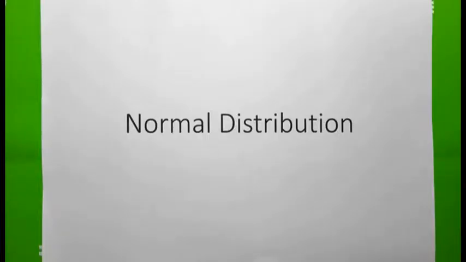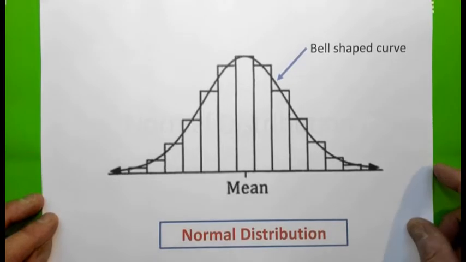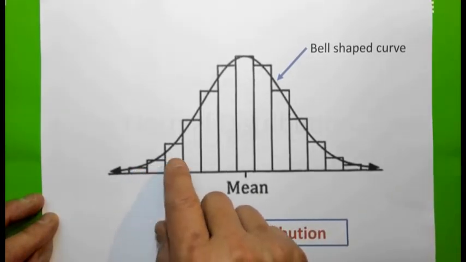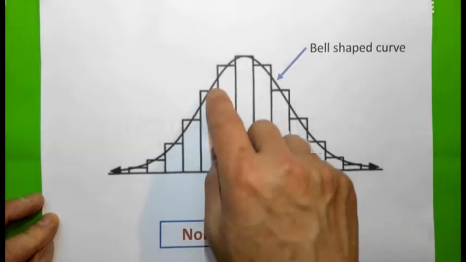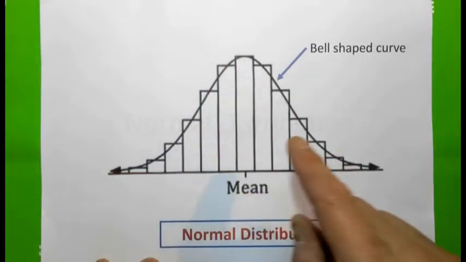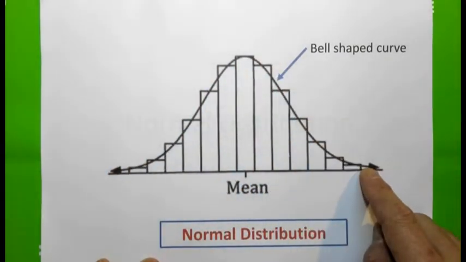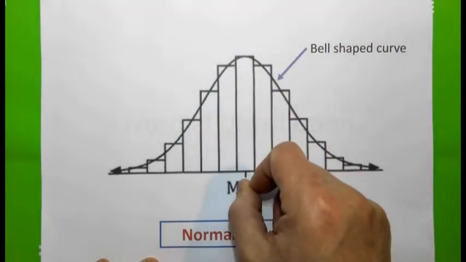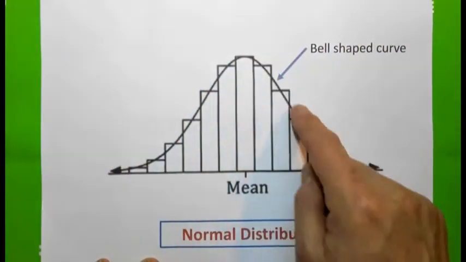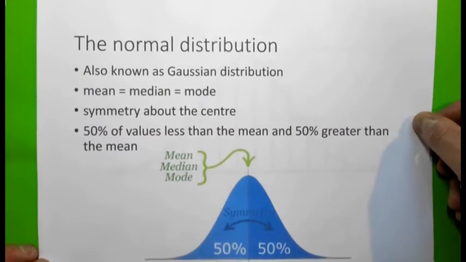The lesson today will be on normal distribution. Now, let's have a look at what normal distribution is. If we plot a set of data in terms of a histogram and we join the top of the histogram, and if the data is normally distributed, it forms a bell-shaped curve. The mean is right at the center, and the bell-shaped curve is the form of a normal distribution. It is also known as the Gaussian distribution.